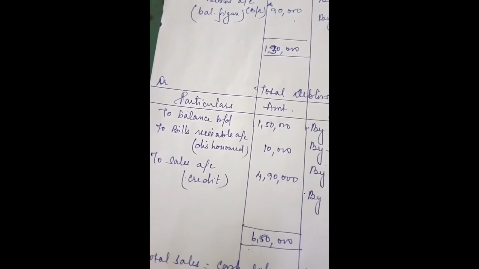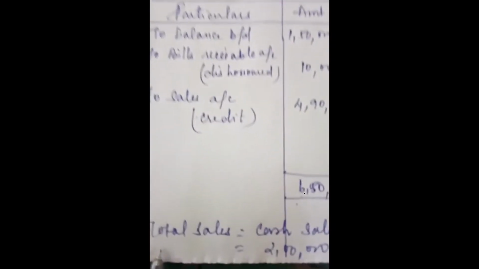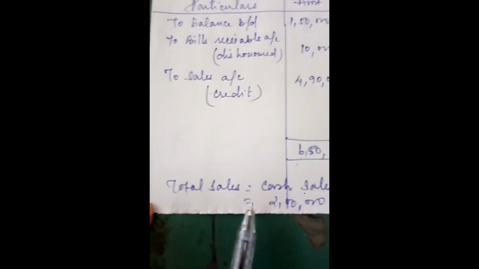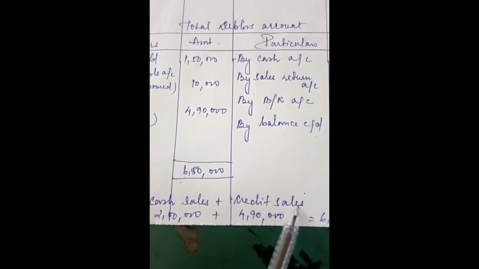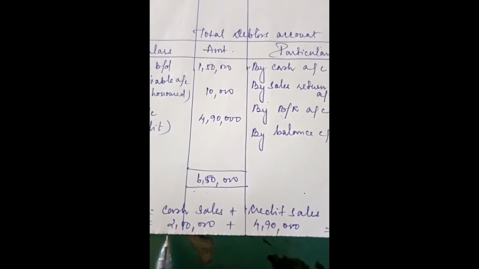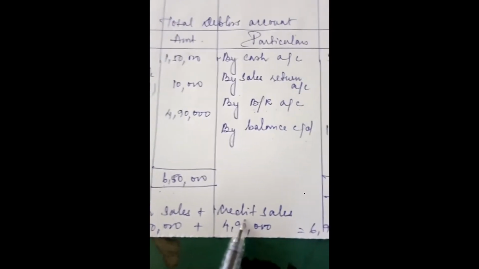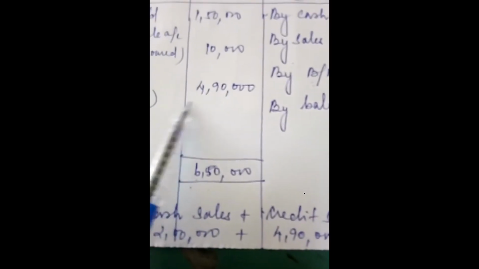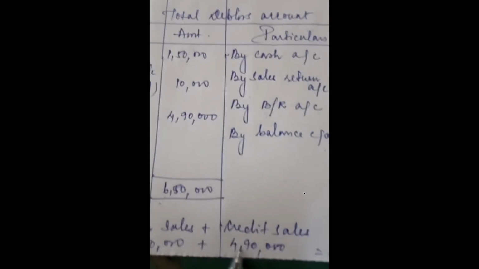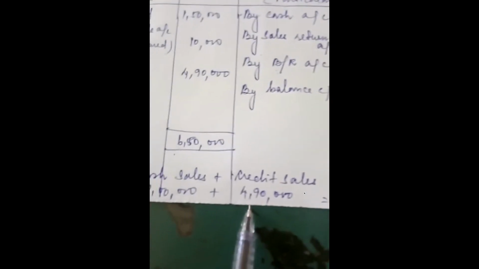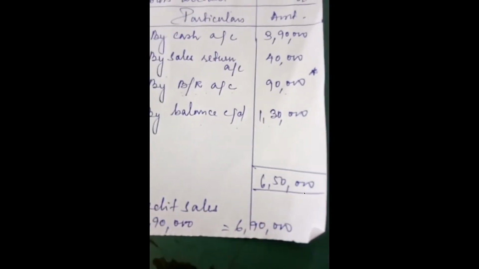But the question was total sales. So you write over there, total sales is equal to cash sales plus credit sales. Cash sales is given in the question, 2 lakhs. Credit sales we have already found out from here, 4,90,000. So we enter it over here. 2 lakh plus 4,90,000, we get 6,90,000.